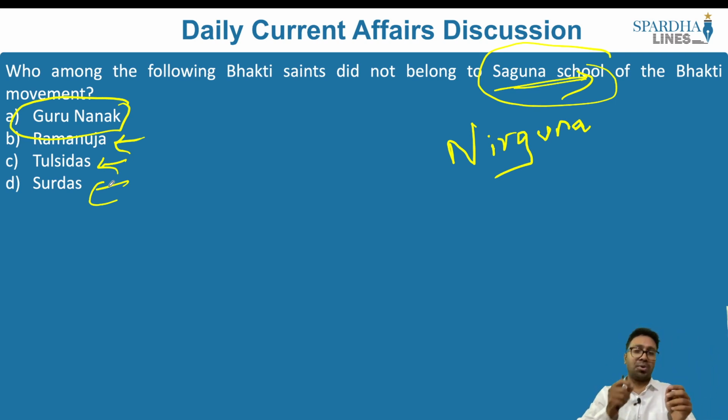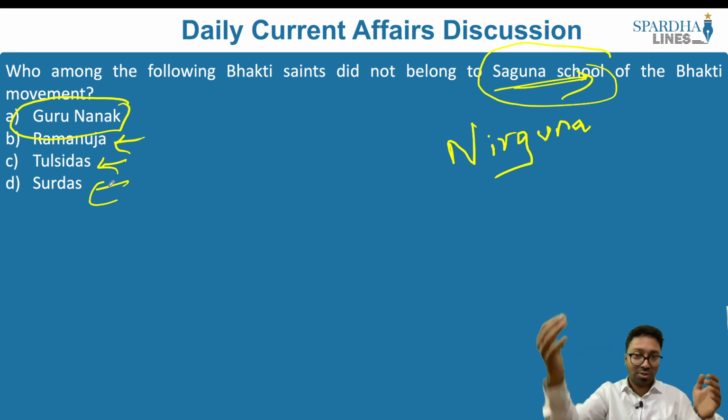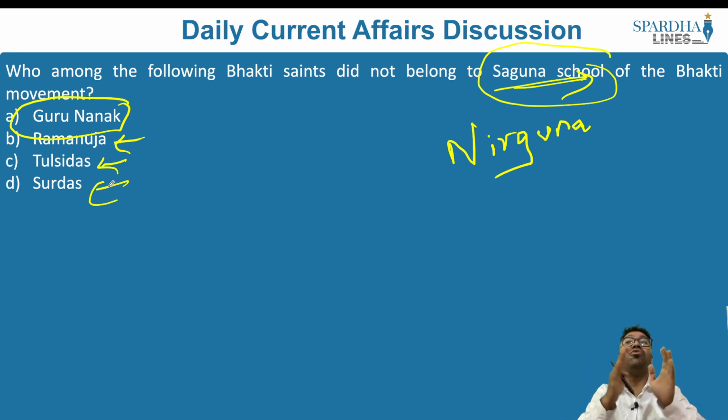But when it comes to Nirguna, what does Nirguna say? Nirguna says that we do not have any form per se. So God does not have form. He is right in front of you. Even while I speak, I see the space before me. So God is formless, says the Nirguna school of Bhakti movement.